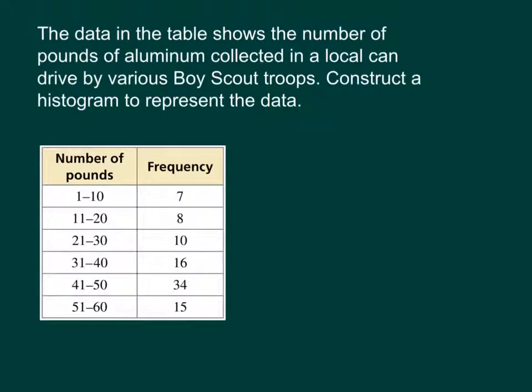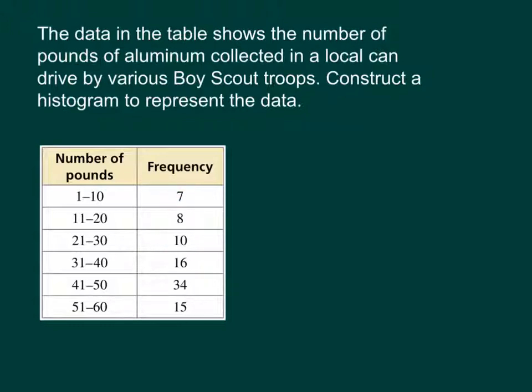Okay, so you can see here the data in the table that shows the number of pounds of aluminum collected in a local can drive by various Boy Scout troops. And we're going to construct a histogram to represent the data. Now, we're actually told what our intervals are going to be here. They're 10 units in width, 1 through 10, 11 through 20, and so on. And it appears we have 1, 2, 3, 4, 5, 6 such intervals. And we have our frequencies right here.